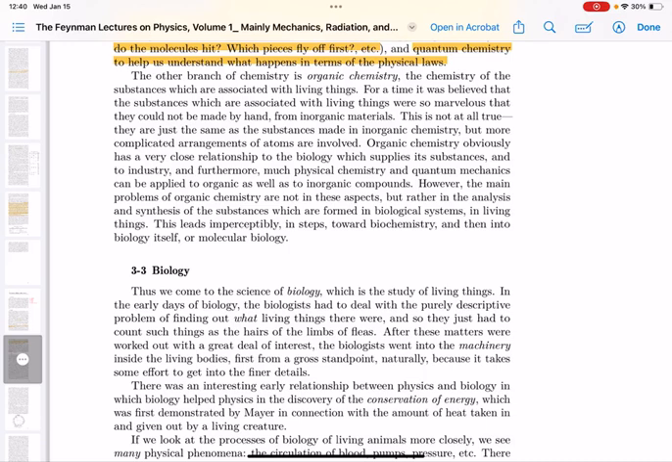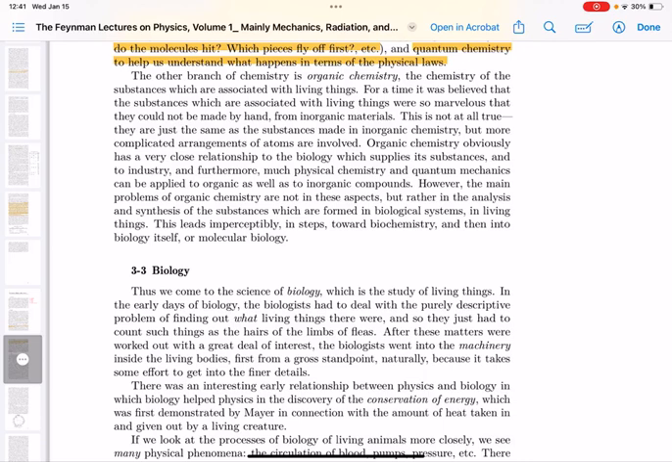The other branch of chemistry is organic chemistry, the chemistry of the substances which are associated with living things. For a time, it was believed that the substances which are associated with living things were so marvelous that they could not be made by hand from inorganic materials. This is not at all true. They are just the same as the substances made in organic chemistry, but more complicated arrangements of atoms are involved. Organic chemistry obviously has a very close relationship to the biology which supplies its substances and into industry. And furthermore, much physical chemistry and quantum mechanics can be applied to organic as well as to inorganic compounds.